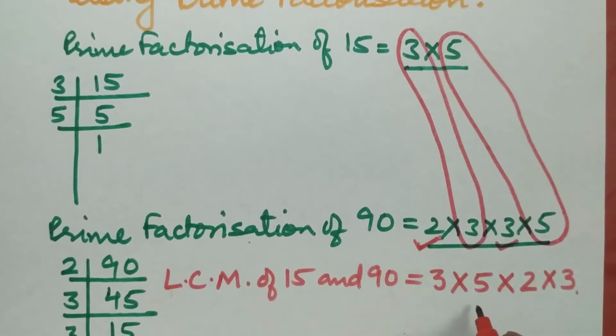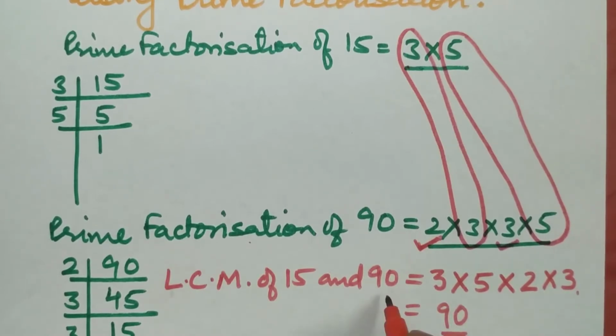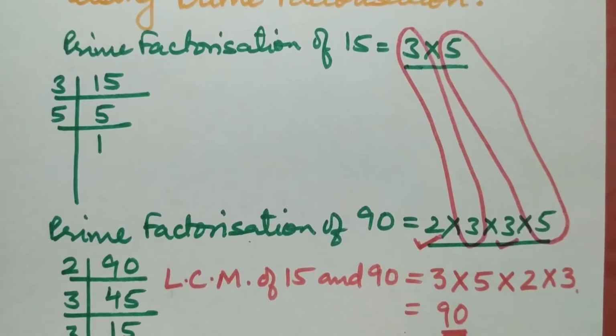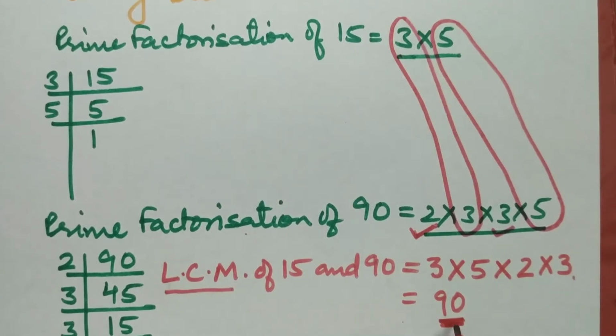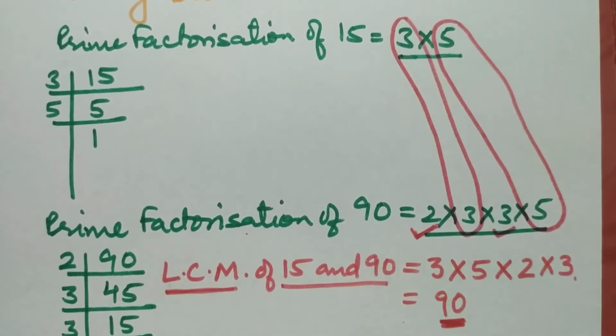Now this is the LCM of 15 and 90. 3 5s are 15, 15 2s are 30, 30 3s are 90. So this is the LCM of 15 and 90. This is the smallest number that is divisible by 15 and 90. You can check. Any number smaller than this would be divisible by 15 but cannot be divisible by 90 if it is smaller than 90, because 90 is the smallest number that is divisible by 90 itself. So 90 is the least common multiple of 15 and 90.